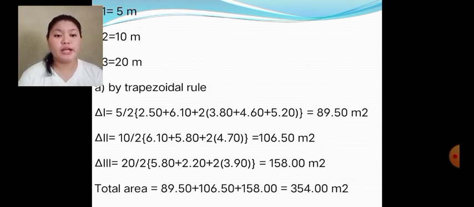So the total area is you add the first section, the second section, and the third section. And the answer that we get is 354.00 meters squared.